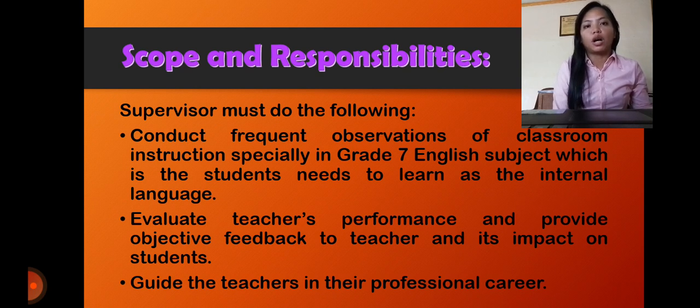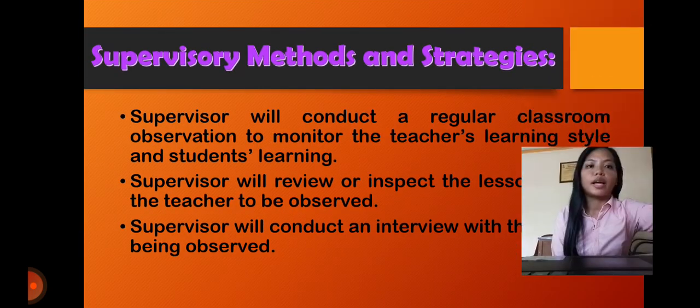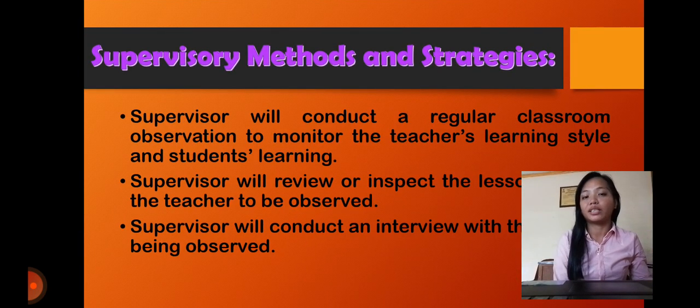Then scope and responsibilities. So, a supervisor must do the following: conduct frequent observations of classroom instruction, especially in the grade 7 English subject, which the students need to learn as the international language. Evaluate teachers' performance and provide objective feedback to the teacher and its impact on students. Then guide the teachers in their professional career.